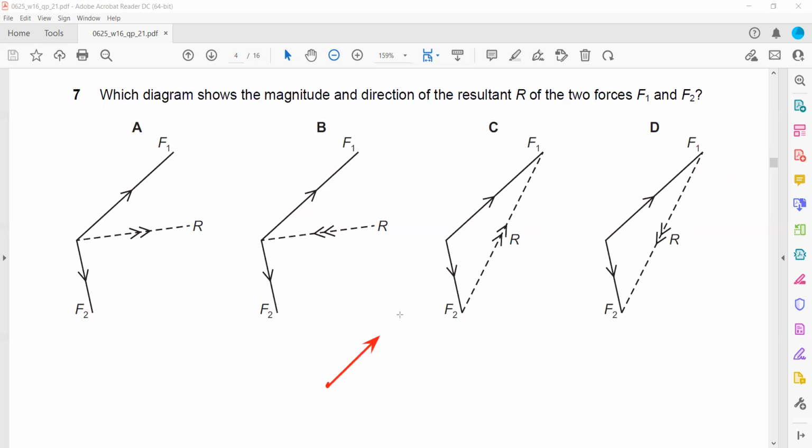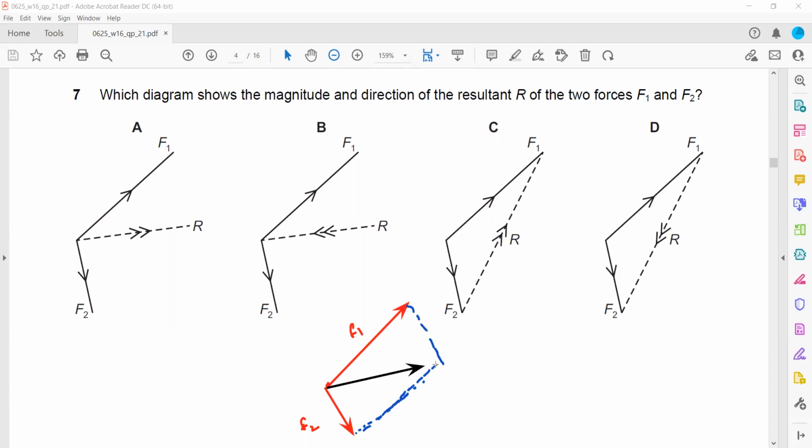So if we start the two vectors from the same point, then the diagonal, when we complete a parallelogram, for example, if this is vector 1, F1, and this one is vector 2, F2, so we have two vectors F1 and F2. What about the resultant of these two vectors? The resultant of the vectors will be the diagonal. So when we complete a parallelogram for this, the diagonal of the parallelogram will be the resultant.